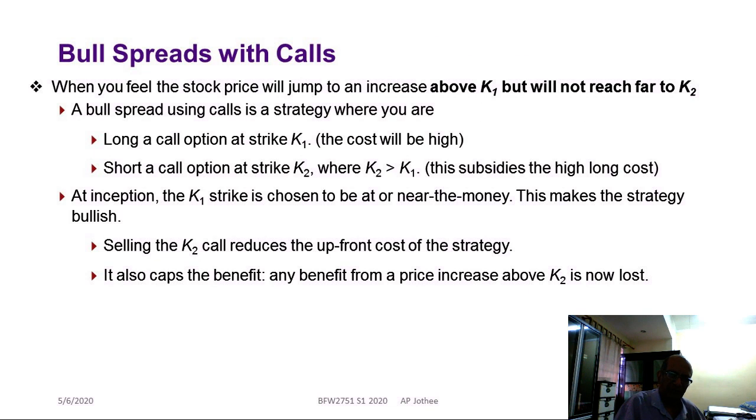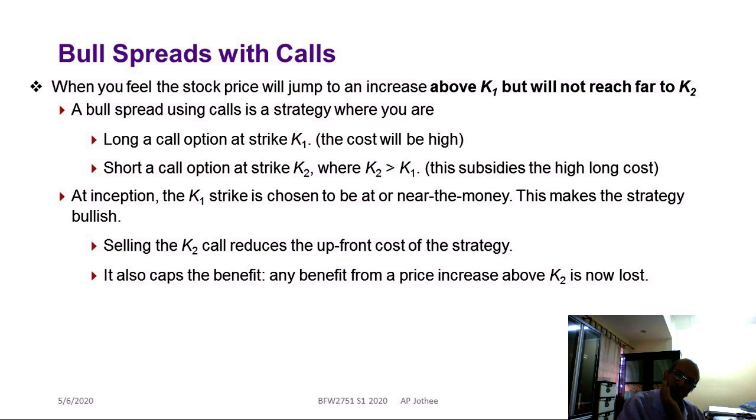So bull spread with calls, when you feel the stock price will jump to an increase above K1, but will not reach K2. A bull spread using calls is a strategy where you are long a call option at the K1, where the cost will be very high, the premium will be high, then short a call at the K2, where K2 is higher than K1. This subsidizes the high cost of the first long call. At the inception, K1 strike is chosen to be at or near money.